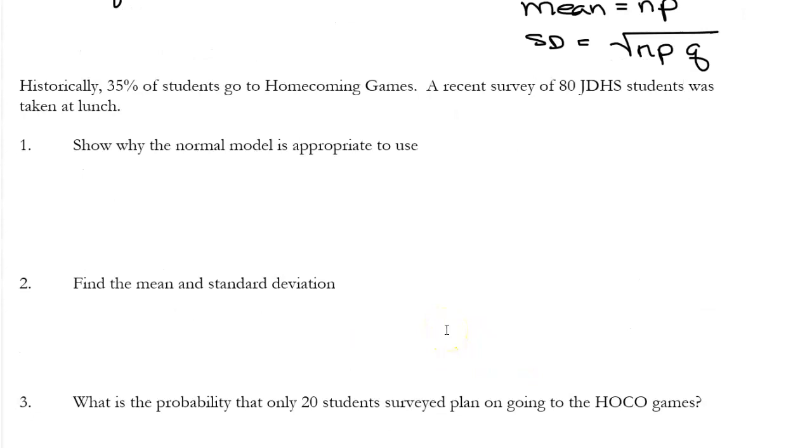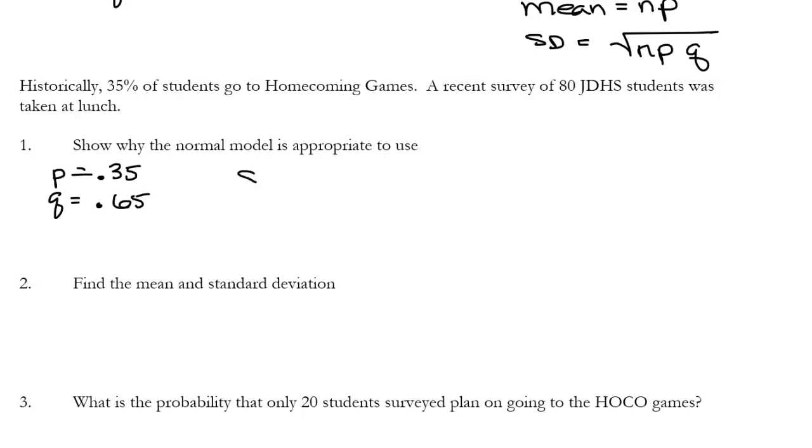Historically, 35% of students go to homecoming games. A recent survey of 80 JDHS students was taken at lunch. Show why a normal model is appropriate. So my p is 0.35. p and q are success and failure, so they add up to 100, and so q is 65.